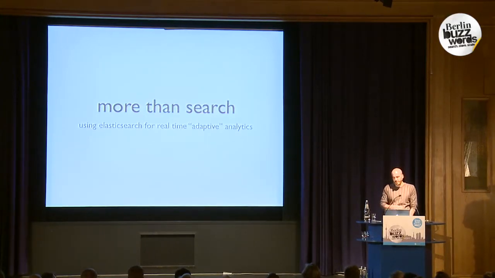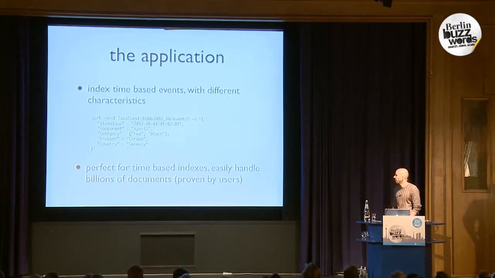And I've worked with several users, and funnily enough, they don't use Elasticsearch for full text search. They use it only for, and I'll give you an example of what they do. A very large user of Elasticsearch indexes time-based events. They index things like clicks and things like that into the data.